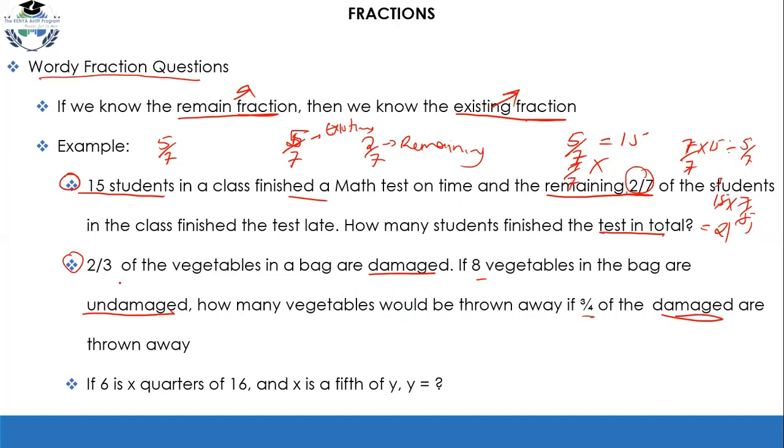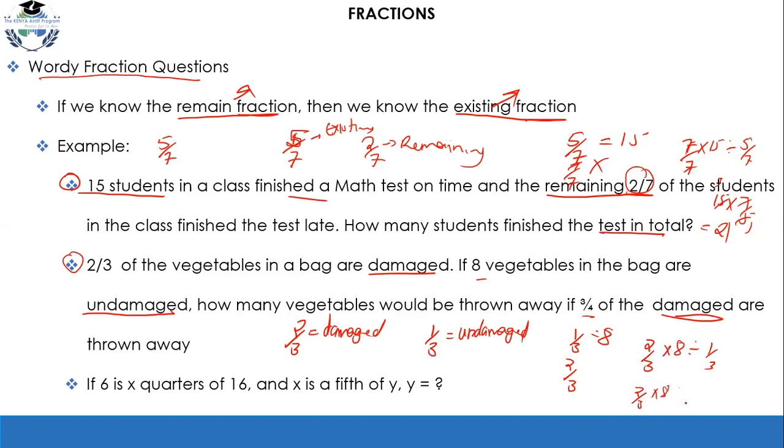So you are being told 2/3 of the vegetables are damaged, meaning what's left is a third. These ones are undamaged. And you're being told 8 of the vegetables are undamaged, meaning the undamaged are a third, and these ones are 8, right? So how many of them are damaged? What about 2/3? This is 2/3 times 8 divided by 1/3. This gives you 2/3 times 8 times 3/1.